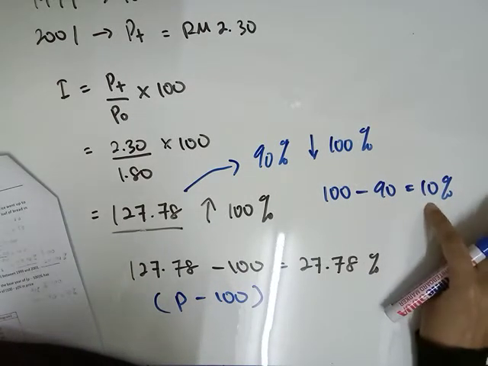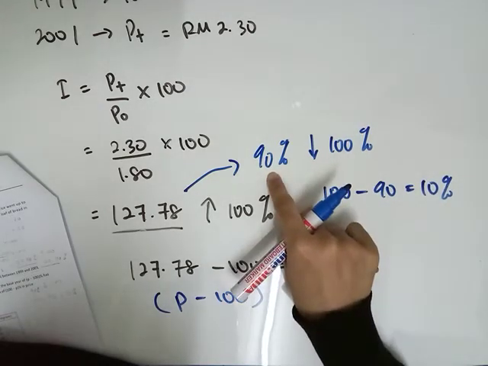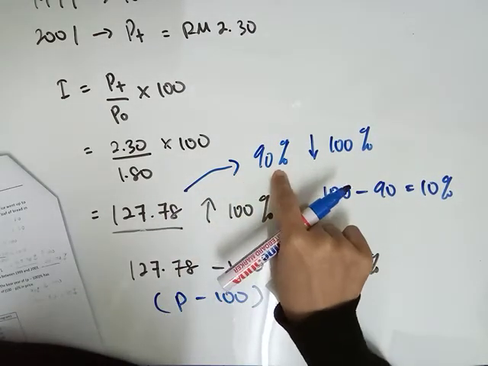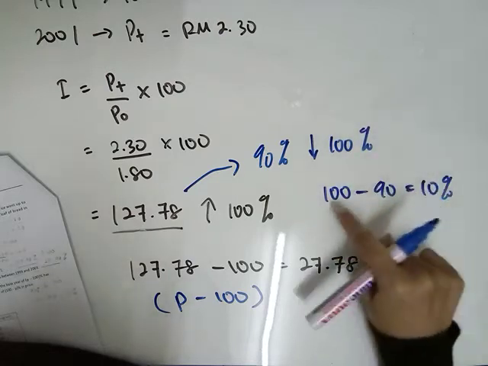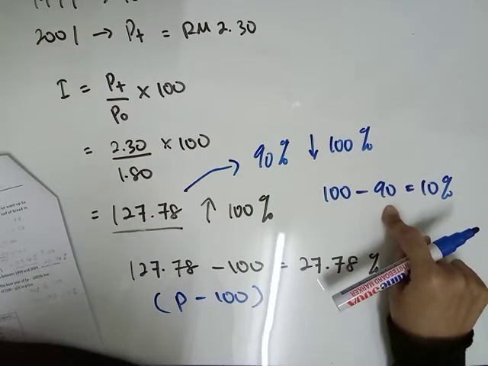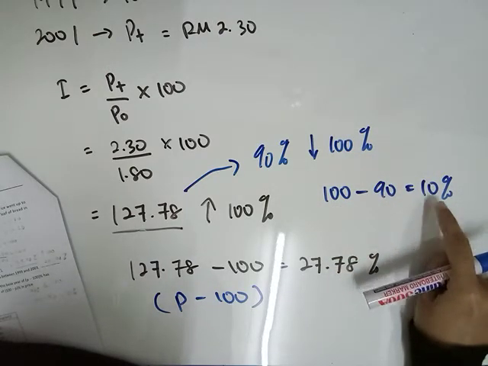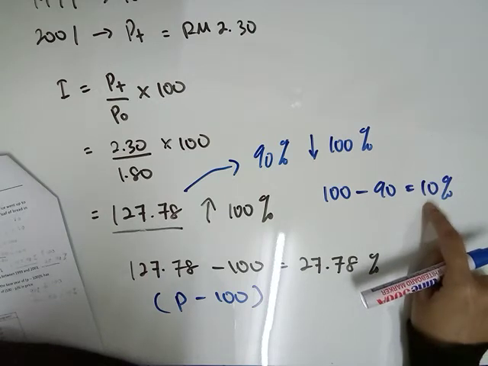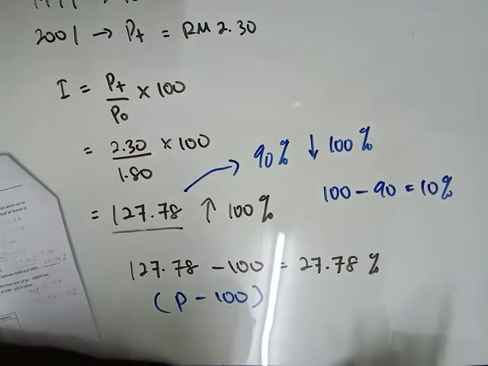Okay, 10% ni yang decrease, bukan 90%. Okay, 90% ni value yang kita dah kira. Okay, nak tahu how many percent decrease, 100 minus 90. So 10% ni lah, okay, yang decrease from the base year to the current year. Okay, boleh faham tak?